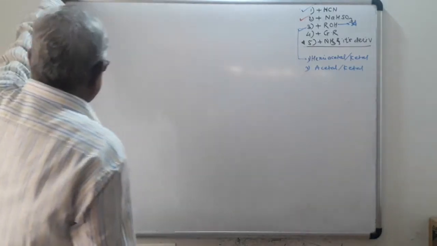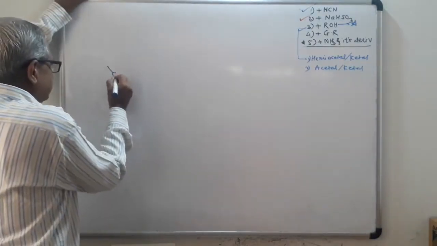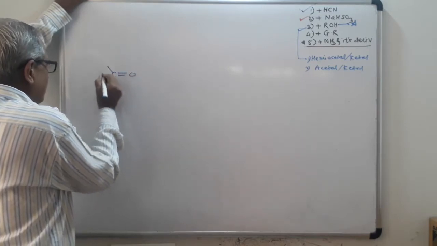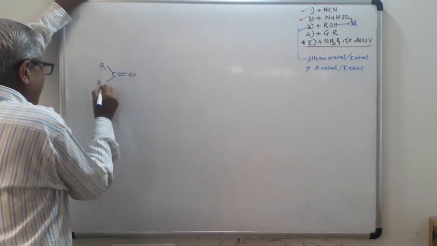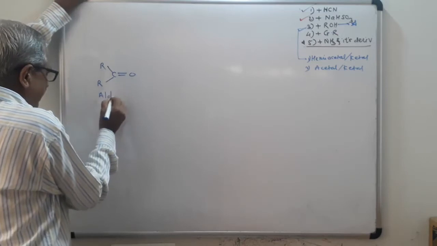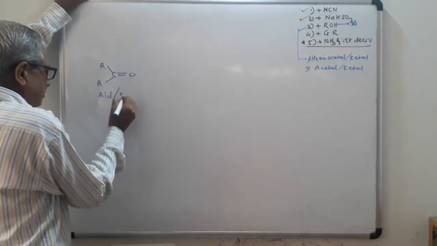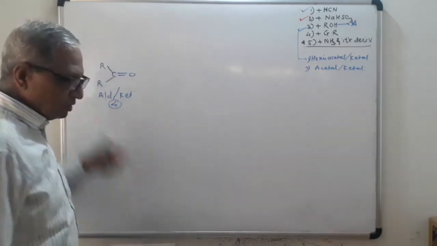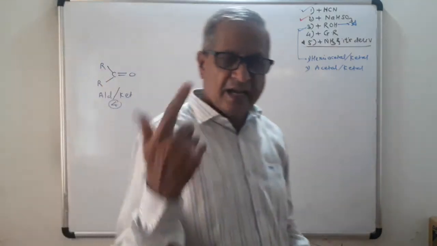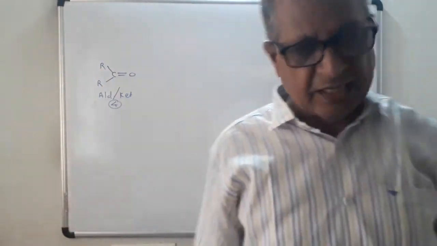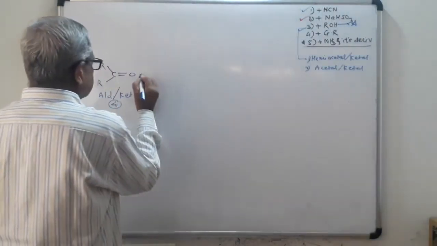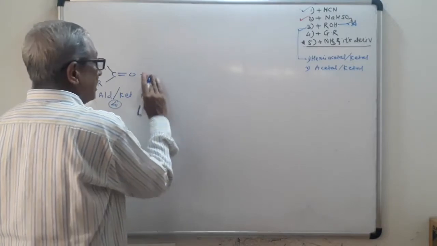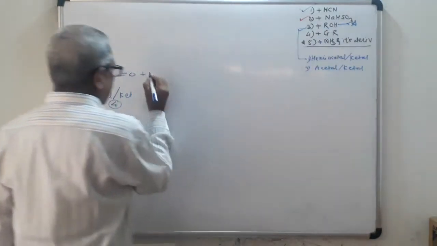Now see the reaction here. C double bond O, R, R. It may be aldehyde or ketone. Again select here the four examples. R is equal to H, H, formaldehyde, acetaldehyde, benzaldehyde, acetone. A number of examples you can prepare here. You will do the reaction with alcohol, ROH.